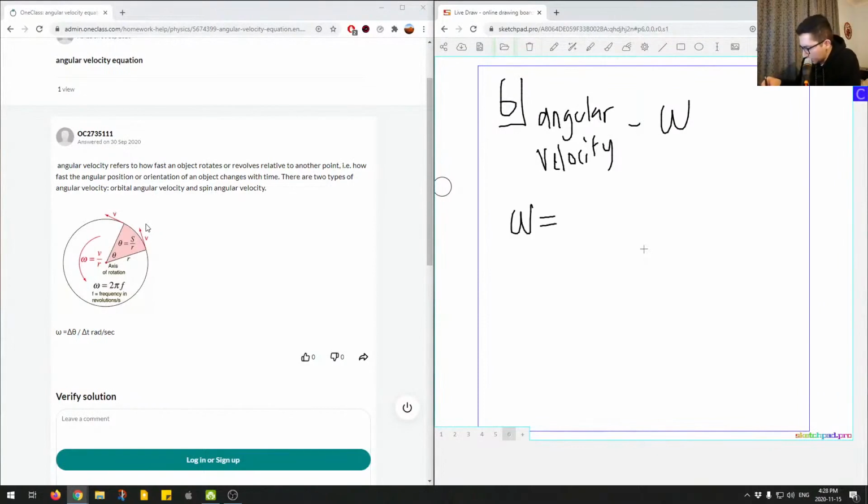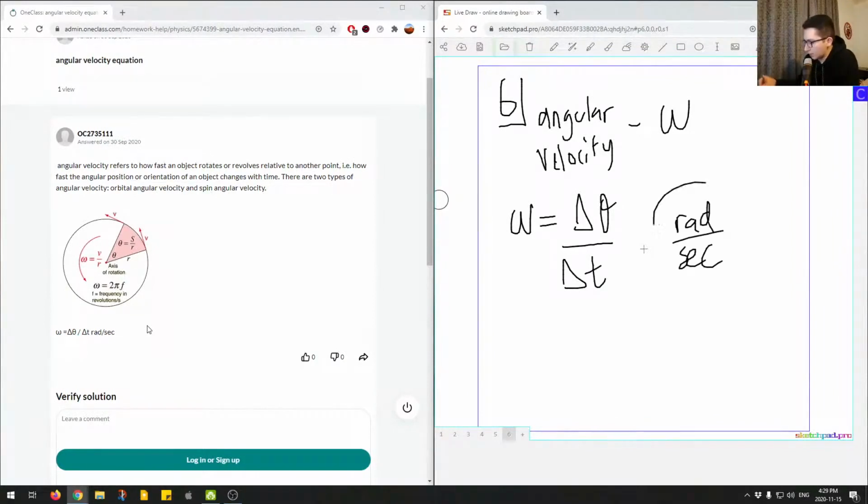Angular velocity is the change in the angle over the change in time. When we're saying theta, change in theta is this angle right here. In this diagram, maybe it would start off in this line and then move on to this line. So the change in the angle over some period of time will give us the angular velocity. And the units are in radians per second. So that's the units for angular velocity.